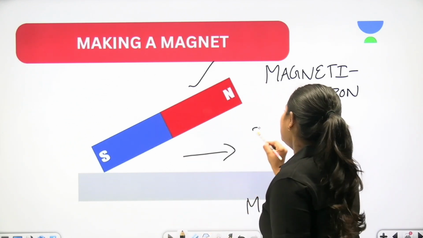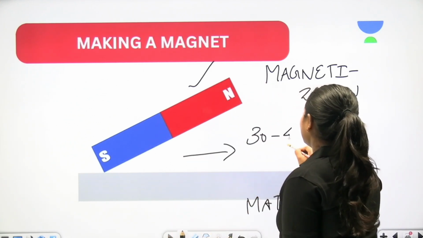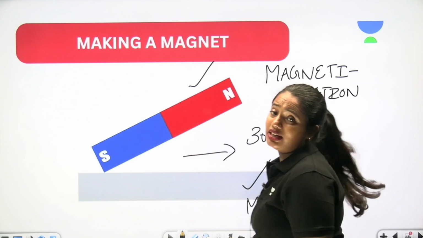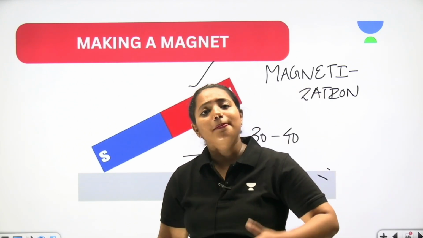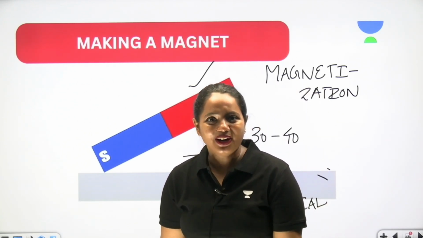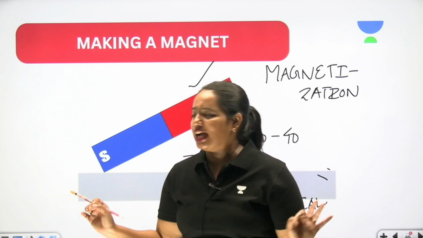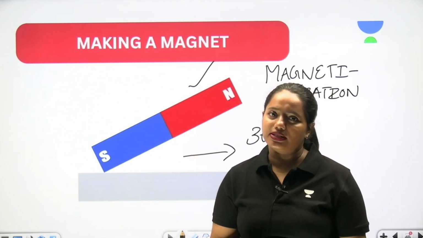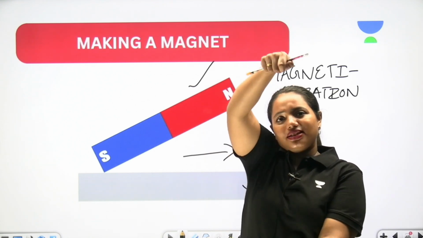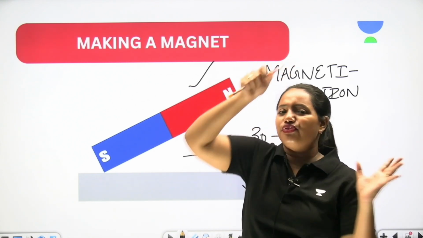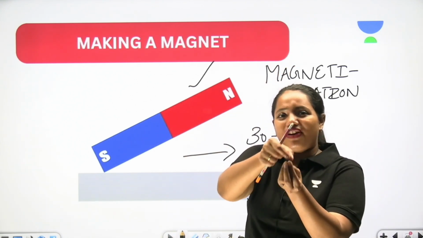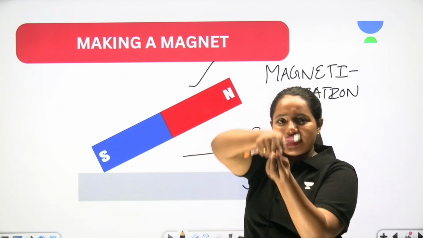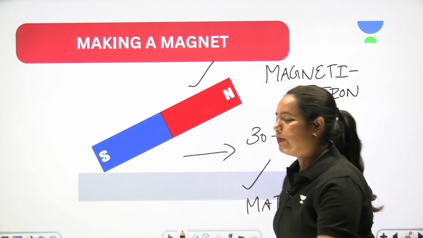So I'm going to rub it for 30 to 40 times so that this magnetic material becomes a magnet in some time. Got it? And please make sure that you do the process in the same direction always. And you should not move the bar magnet away from the material. You have to keep it very close and rub it along the same direction continuously. And I hope you're clear.